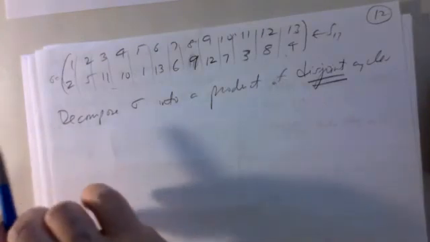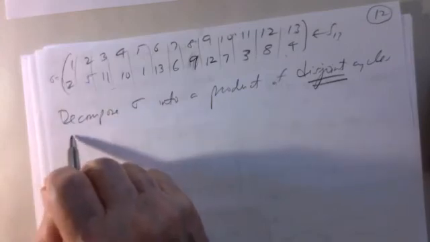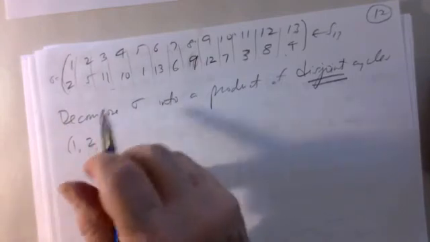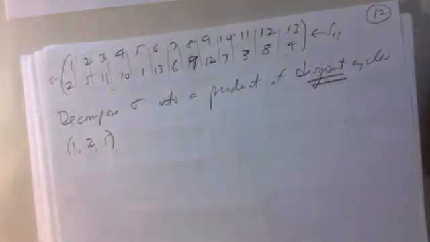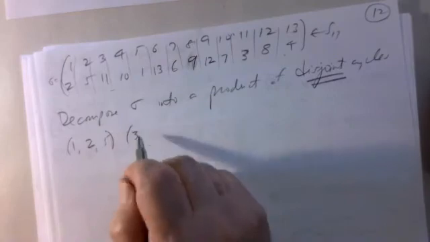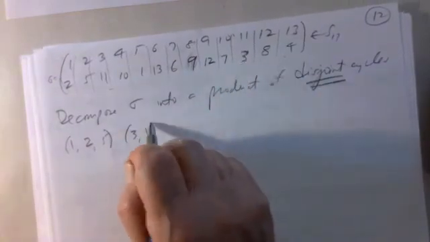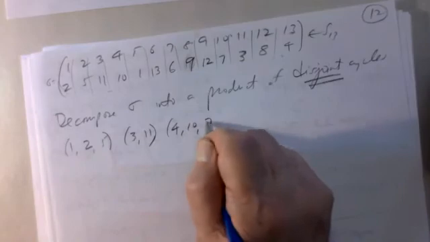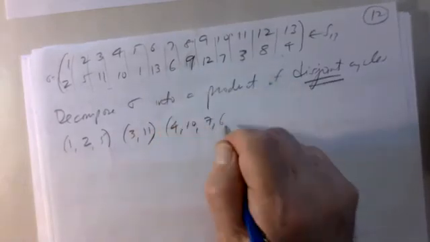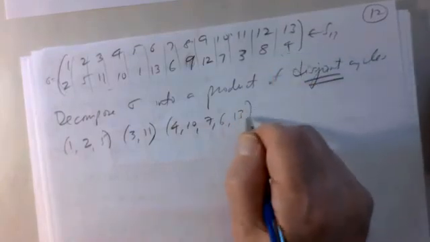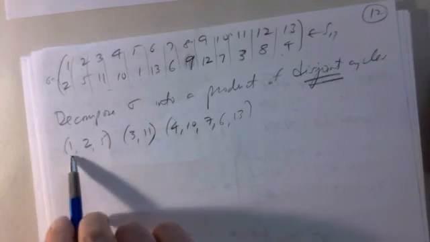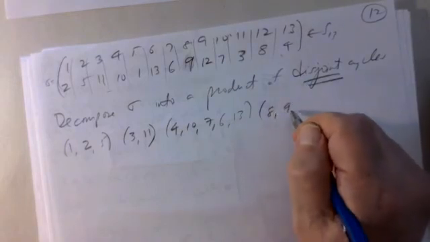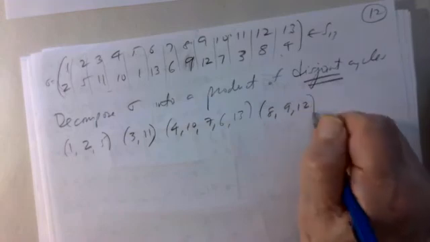So let's just start and follow some numbers around. So if I take 1, 1 goes to 2. 2 goes to 5. 5 goes back to 1. That's a 3 cycle. 3 goes to 11. And 11 goes back to 3. That's a 2 cycle. 4 goes to 10. 10 goes to 7. 7 goes to 6. 6 goes to 13. And 13 goes back to 4. What about 8? I haven't used 8 yet. 8 goes to 9. 9 goes to 12. And 12 goes back to 8.